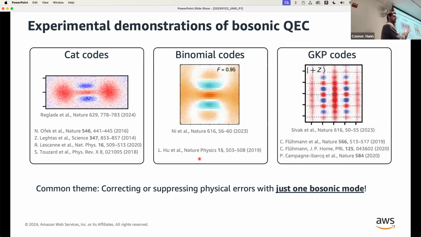Now, I won't get into the particulars of all of these codes, although I will come back and talk about cat codes specifically at length in a little bit. But here, rather, what I just want to emphasize in showing some of these results is that all of this prior work has a common theme, which is that with just a single bosonic mode, we're already able to correct or suppress certain types of errors. So this is a compact and efficient approach to error correction in terms of hardware.